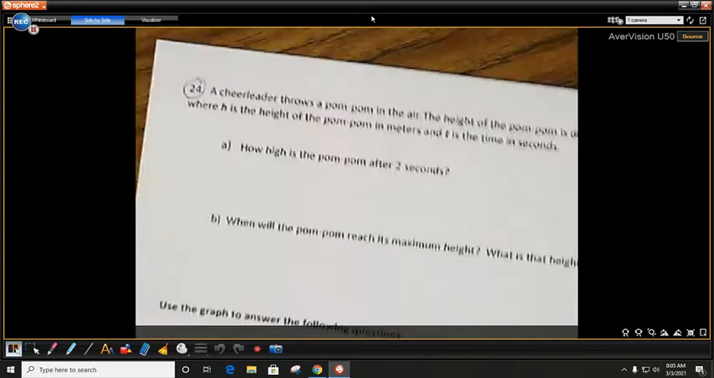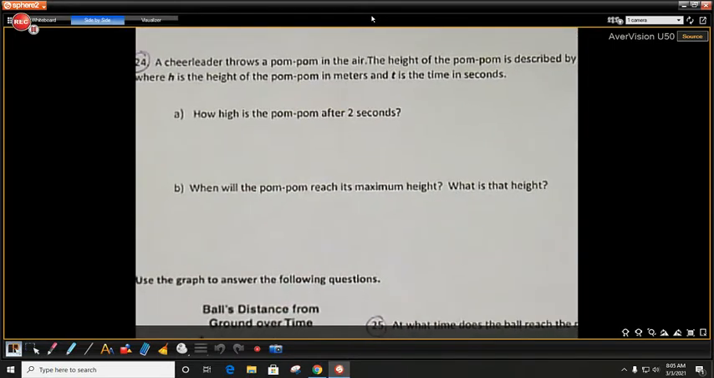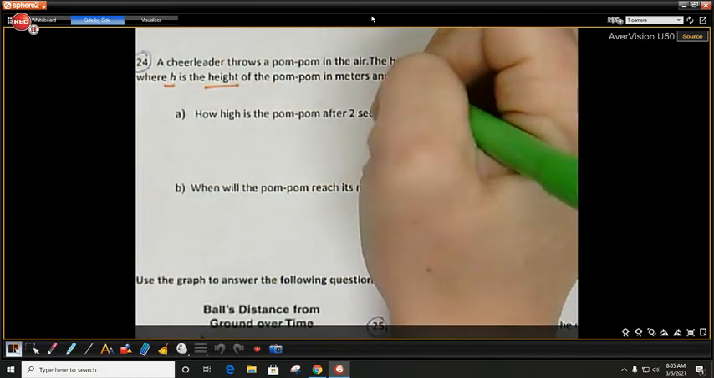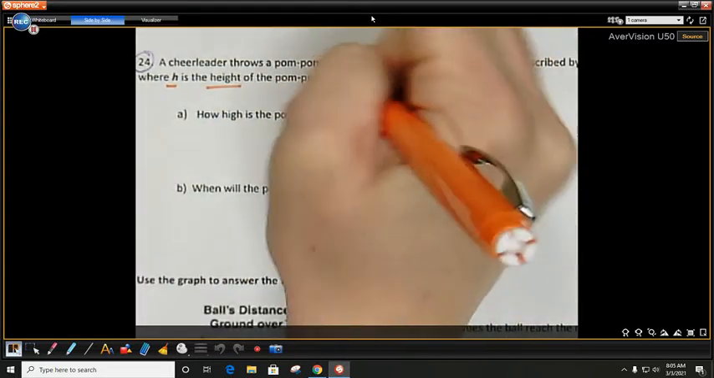So let's go on to the last page. We're going to do all of these. Number 24 says, a cheerleader throws a pom-pom in the air. The height of the pom-pom is described by the equation h equals 20t minus 5t squared, where h is the height of the pom-pom in meters and t is the time. So h is the height and t is the time, in meters and in seconds.